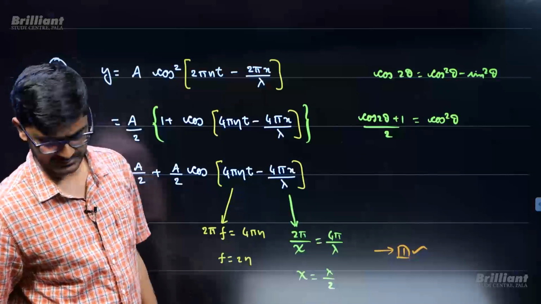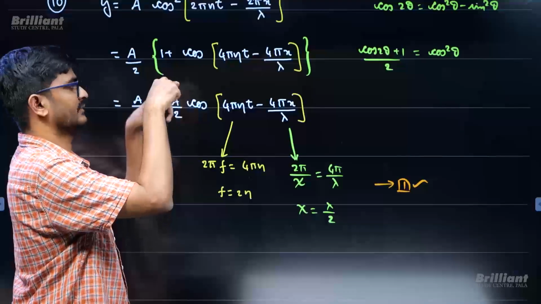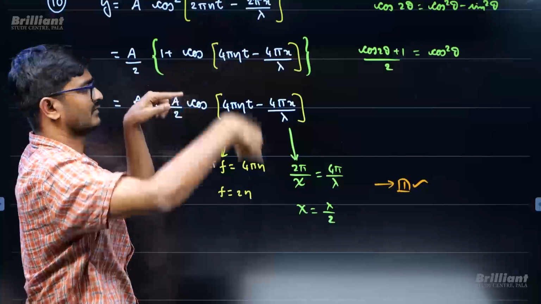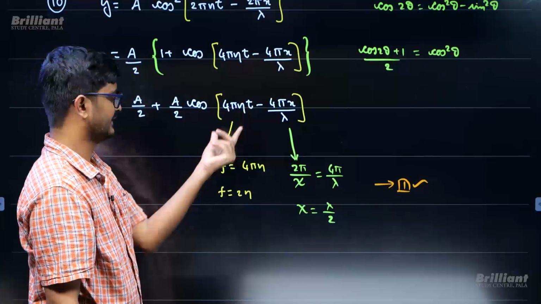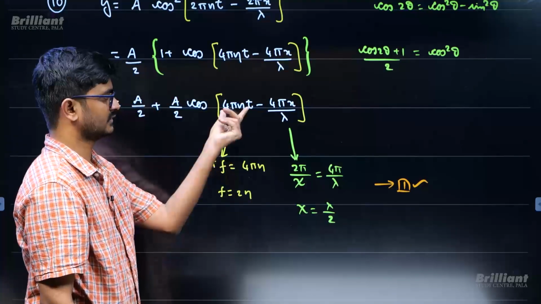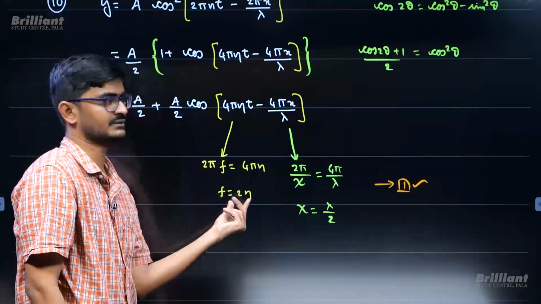I will be expanding it, and you can see this will be a wave with mean position a by 2. From a by 2 you will be getting that wave. That's fine. Now this is 2 pi by T or 2 pi f, so this coefficient will be 2 pi f. 2 pi f is 4 pi n, so from there the frequency is 2n.